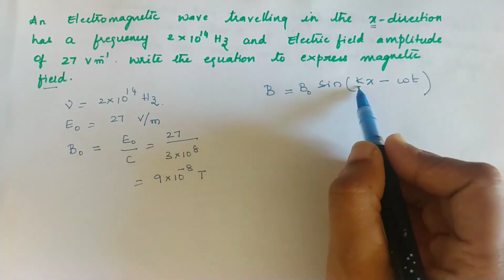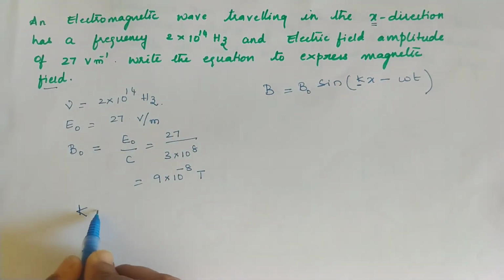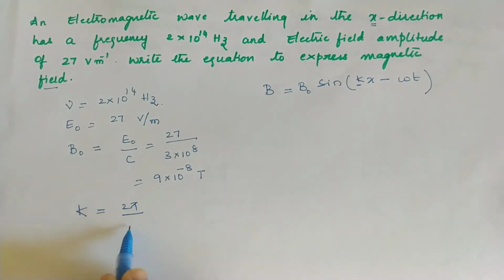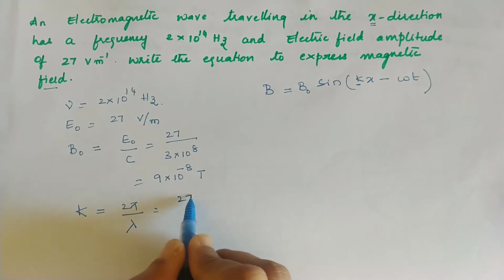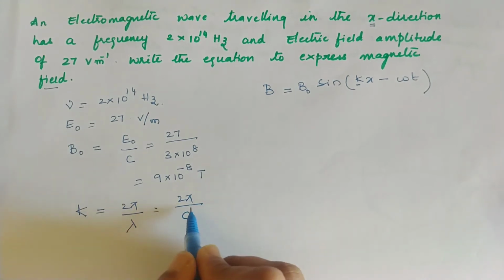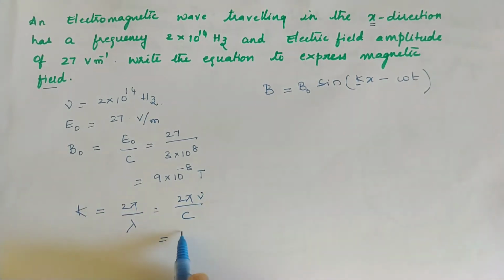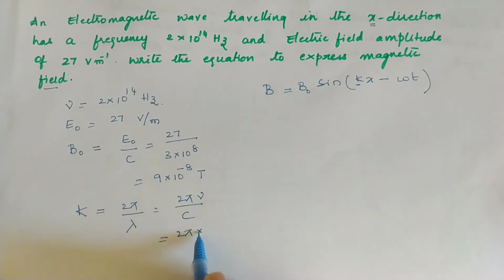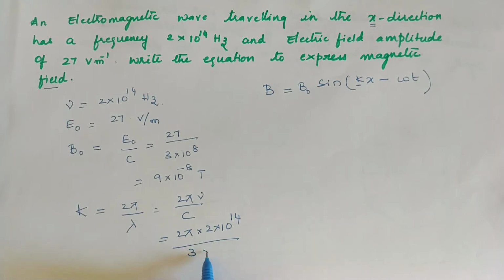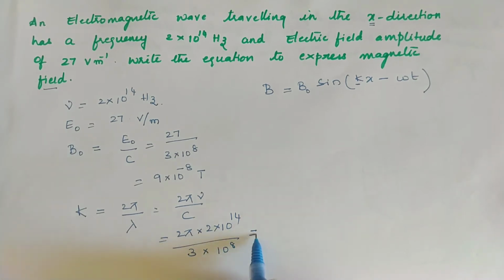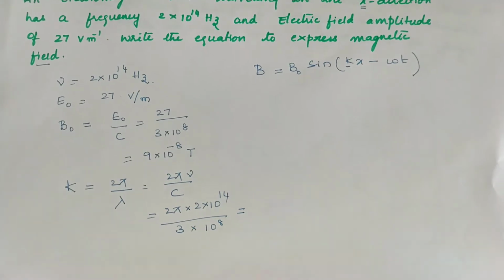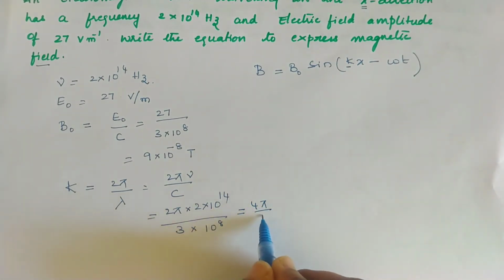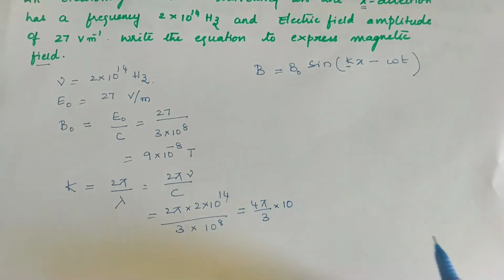But I also need the propagation constant k. How to get the value of k? It is 2 pi by lambda, and I can write lambda as c by nu. So 2 pi, frequency is given 2 into 10 to the power 14, speed of light is 3 into 10 to the power 8. Simplify this relation, 4 pi by 3 into 10 to the power 6. That is the k value.